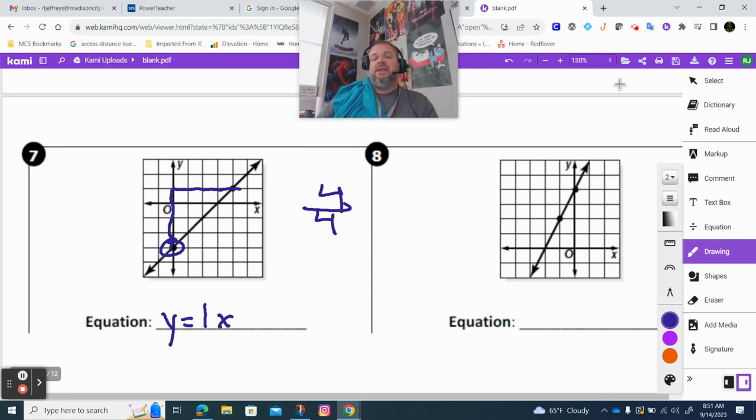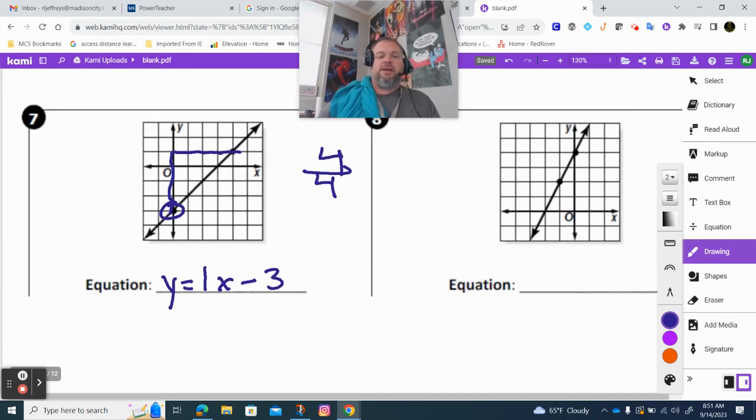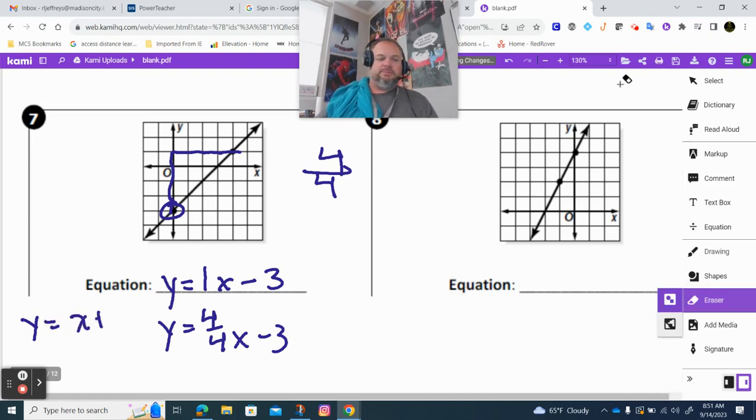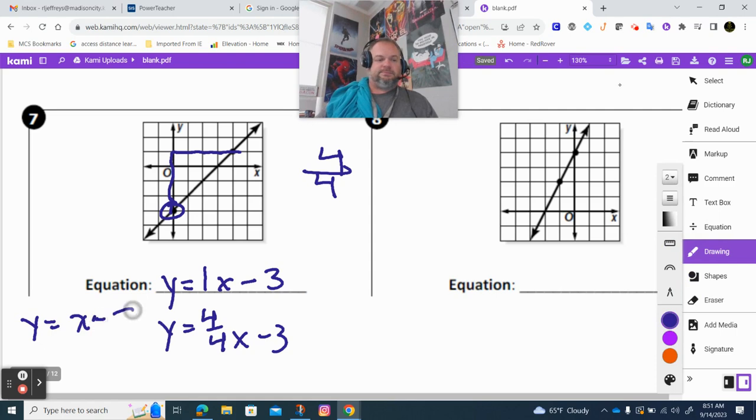Now, it looks like our y-intercept is kind of a negative. So because from here we go down 1, 2, and 3. So again, you could write this as, all right. There's 3 different ways to write it. I will count all of them correct. Okay.